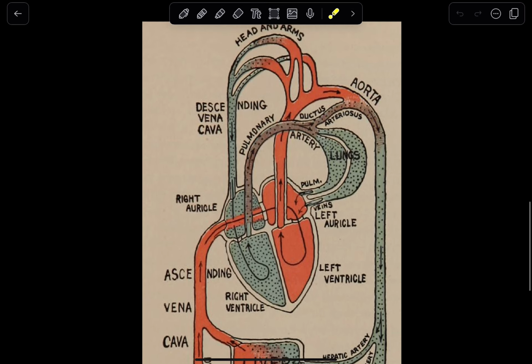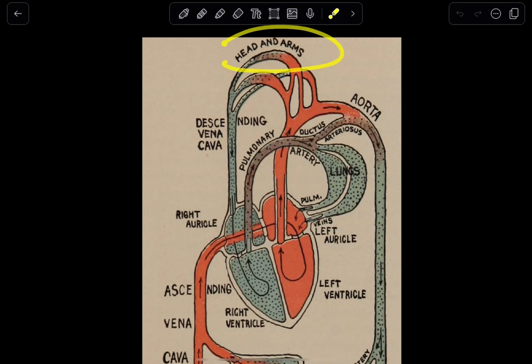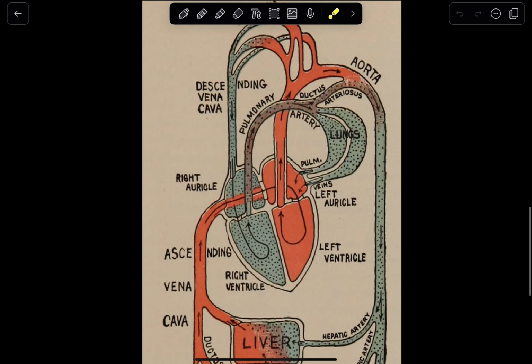But when we talk about that deoxygenated blood coming from the head, arms, those upper extremities, that deoxygenated blood is going to come through the superior vena cava, also known as the descending vena cava, into the right atrium. And now notice over here that we don't see much mixing of blood at this point of that oxygenated and deoxygenated blood. That mixing happens over here once it's pumped out through the aorta. In the right atrium, we don't see much mixing at this point.